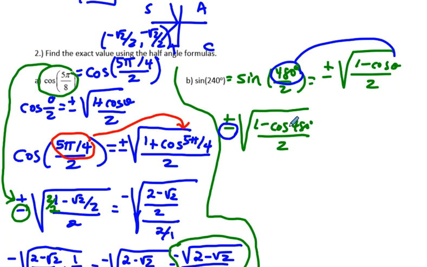For the formula, I need to know the cosine of 480, and that's bigger than my unit circle. My unit circle goes up to 360. So I'm going to find a coterminal angle. So coterminal with 480, I'm going to subtract the full circle, 360, and I get 120. So I'm going to do the cosine of 120.